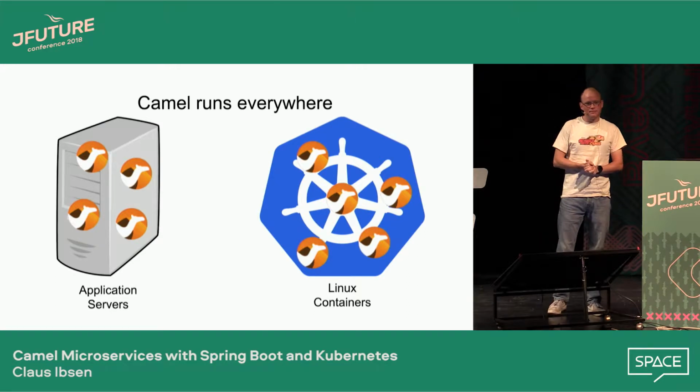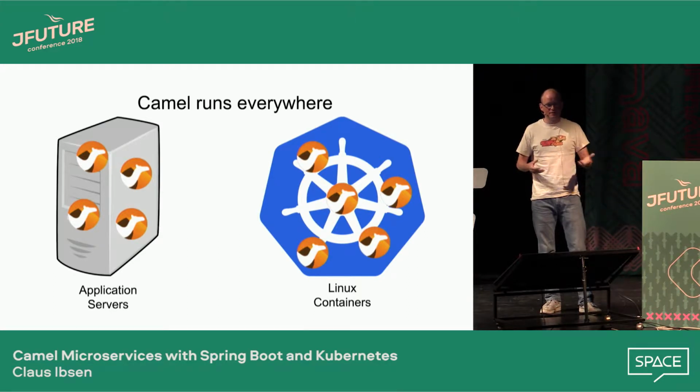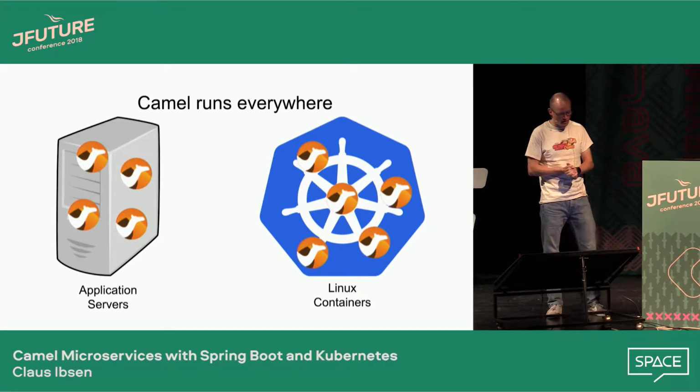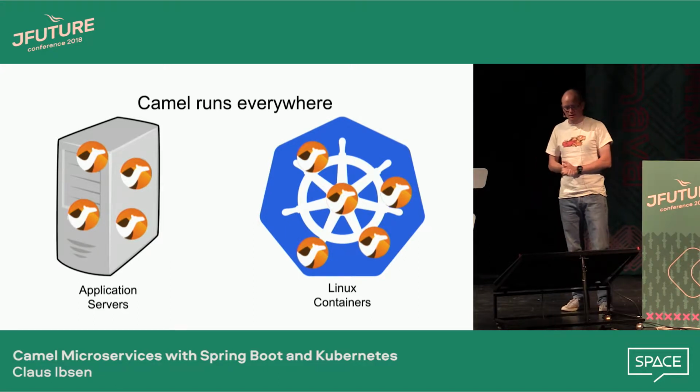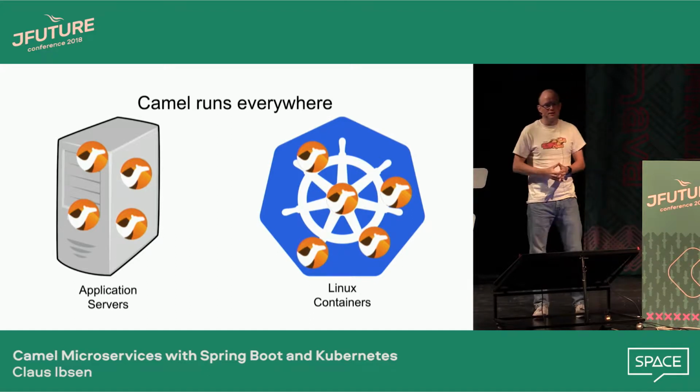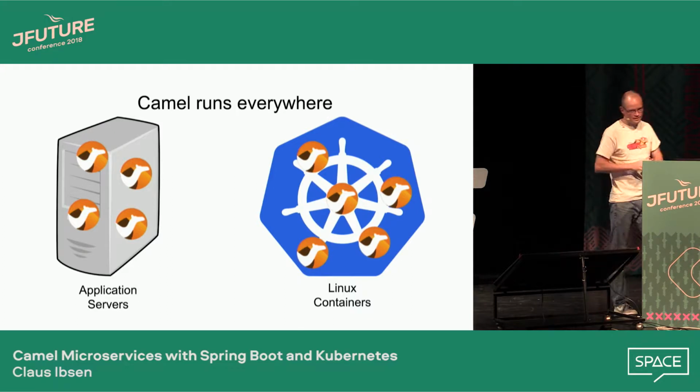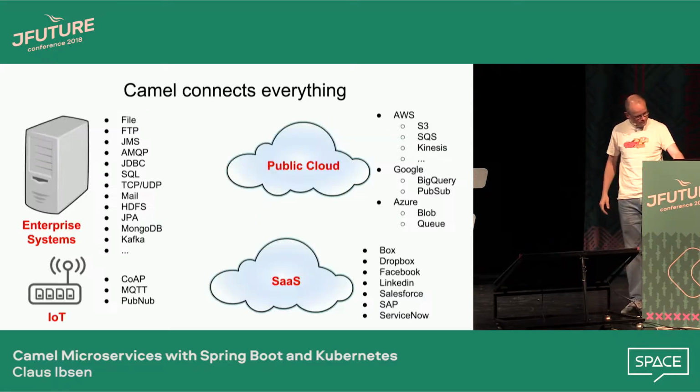So in the older days, we used to build Camel applications or integration applications more using application servers like IBM and Oracle and JBoss and so on, and build WAR files and throw it over to the operations team. But in recent time, and more related to this talk, we are talking about containers and cloud technologies with microservices. And Camel runs well in both worlds.